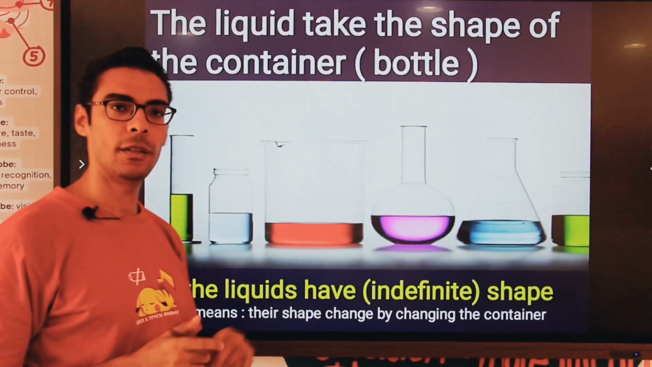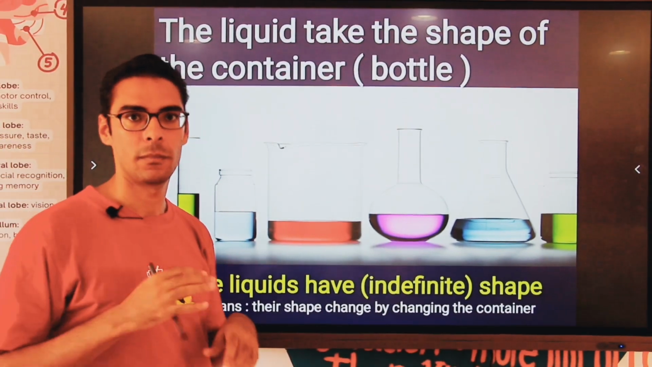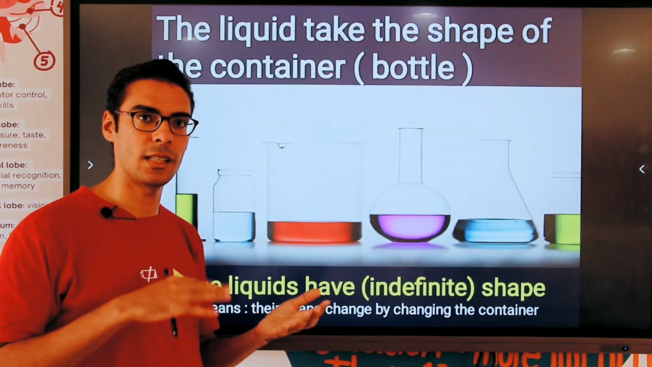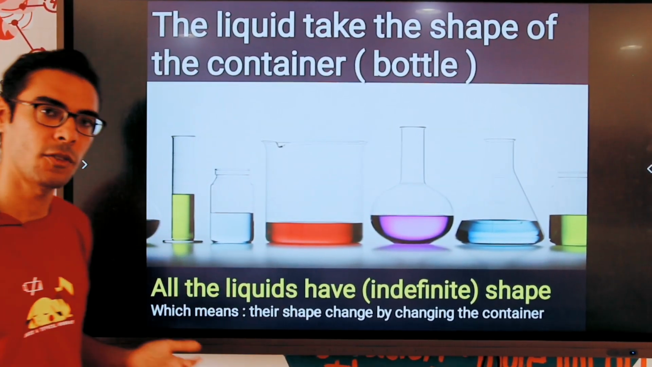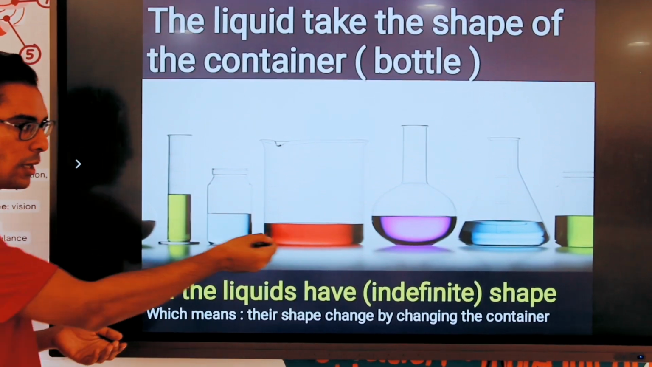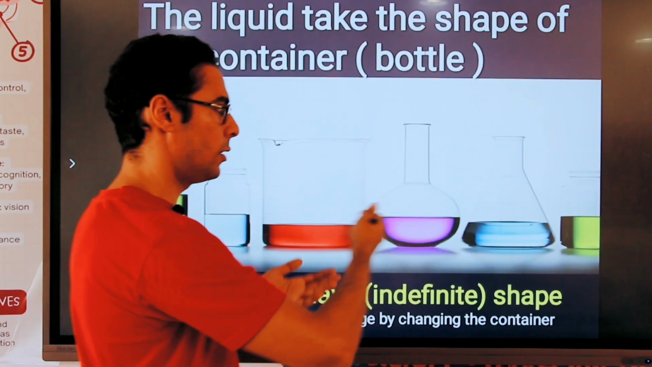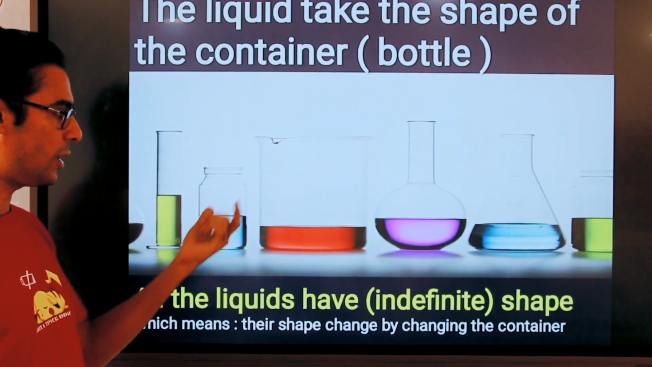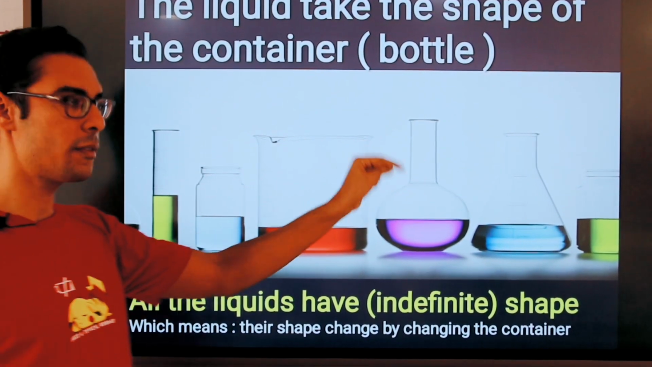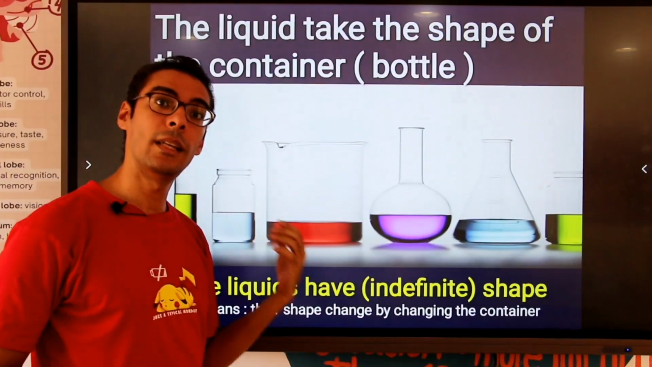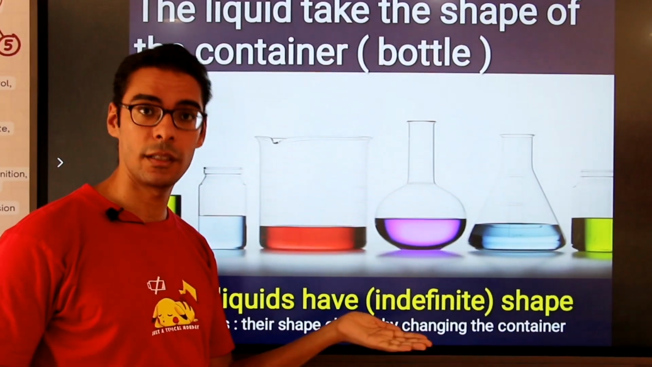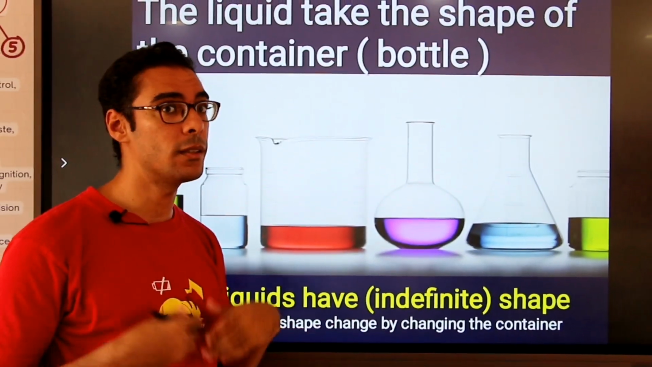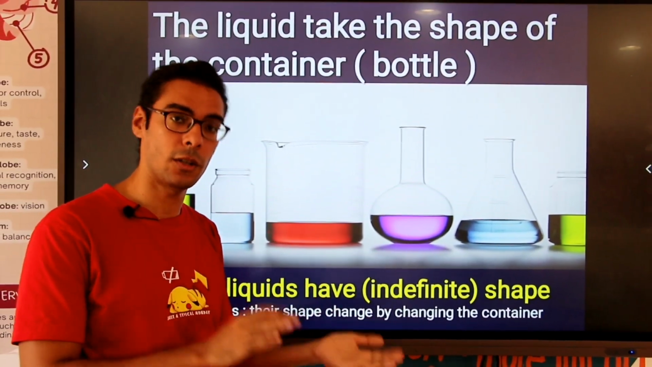The word indefinite refers to something that is not the same. It refers to something that is changing by changing the container. So as you see here, different liquids in different flasks, in different containers, and every liquid takes the internal shape of the container right now. So the liquid state has indefinite shape. The shape of the liquid is changing by changing the container.